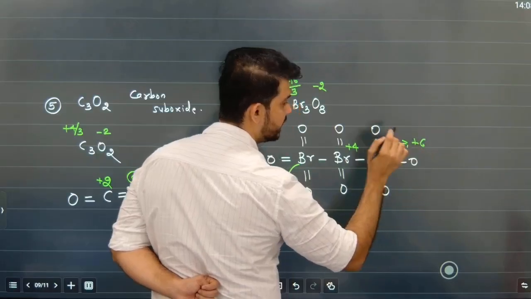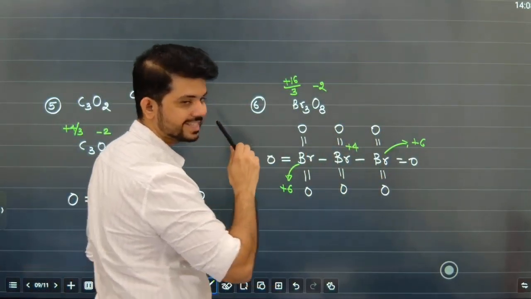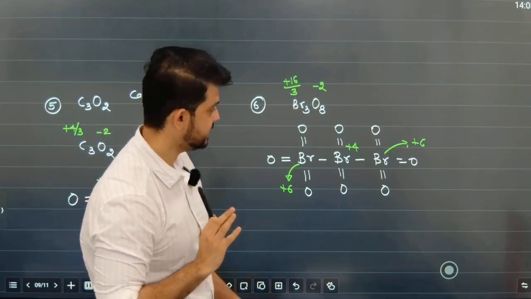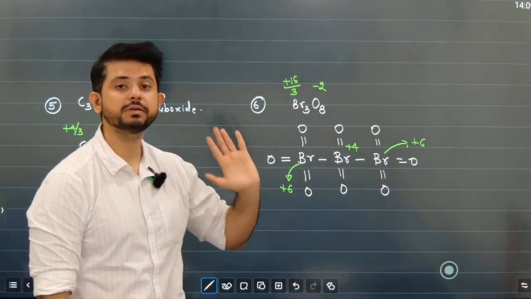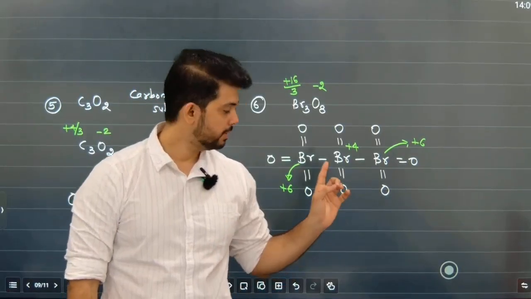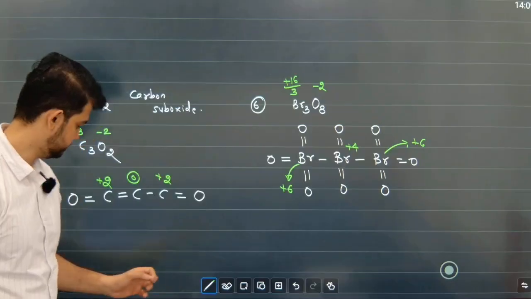So if you look at individual oxidation numbers, +6, +4, +6 add करो, हो जाता है 16, divided by number of bromine atoms 3, 16/3 मिल गया oxidation state. But +6, +4, +6 is the oxidation number.